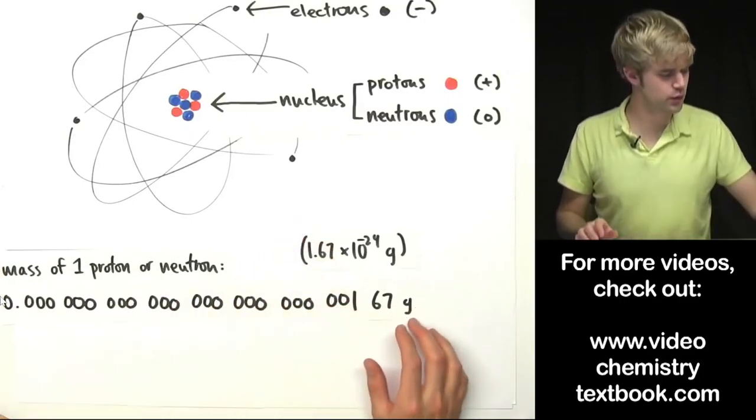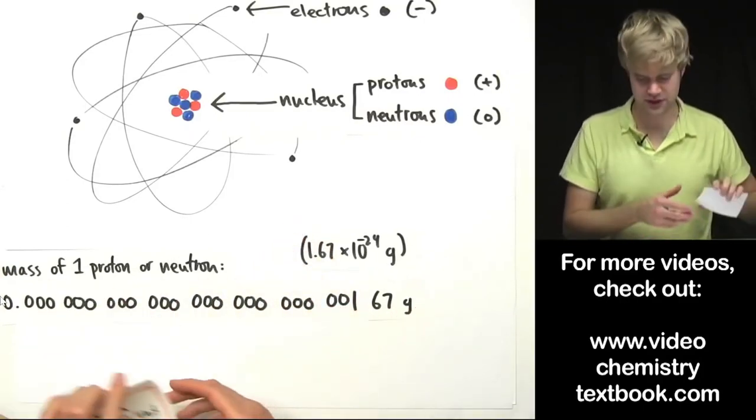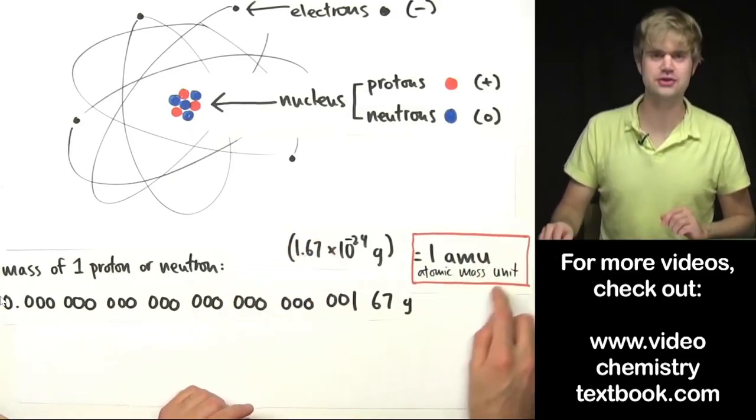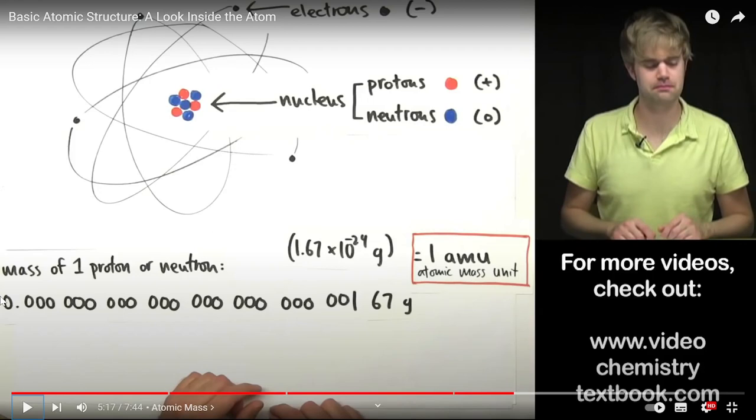So scientists came up with another way to measure the mass of a proton or neutron, and that's using a unit called the AMU, the atomic mass unit. Okay, so I'm going to let you fill that in that box on the right. 1 AMU, which is one atomic mass unit. Isn't that a nicer number? 1. Better than 1.67 times 10 to the negative 24. Yeah, 1 is nice.